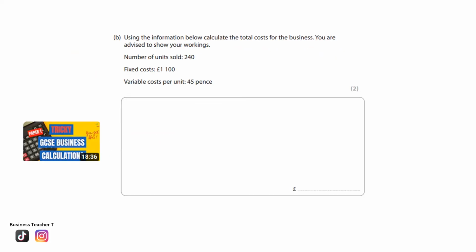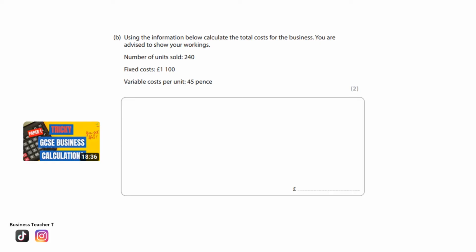A calculation question. Using the information below, calculate the total cost for the business. You are advised to show your workings. So we've got the number of units sold, 240, fixed cost, 1100, and the variable cost per unit, 45 pence. You can pause the video now if you like and attempt the question.